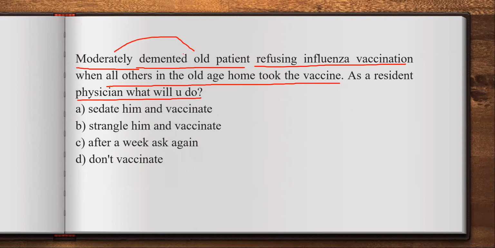Okay, so a moderately demented old patient refuses influenza vaccination while all others in the old age home took the vaccine. As a resident physician, what will you do? You cannot force him, even if he is moderately demented. Nothing is written in here that he cannot decide what he wants or not.